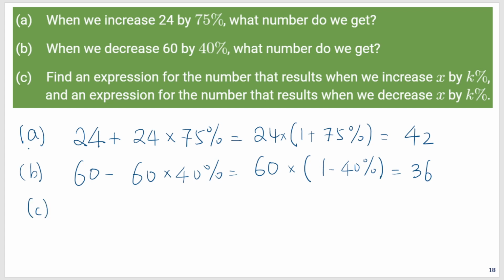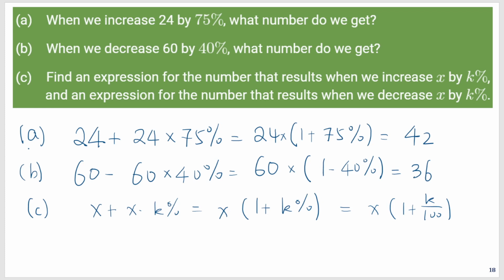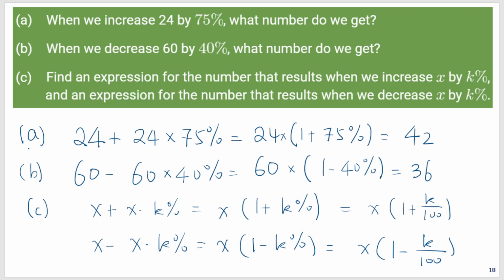For the third question, if we increase x by k%, according to the previous two questions, we know that if we increase a number by k%, that's actually x plus x times k%, which can be simplified to x times just 1 plus k%, right? Or you could also use x times 1 plus k over 100. Could use either way. And if you decrease x by k%, that's actually x minus x times k%, which is x times 1 minus k%. Of course, you could also use x times 1 minus k over 100. You could use either way, right?